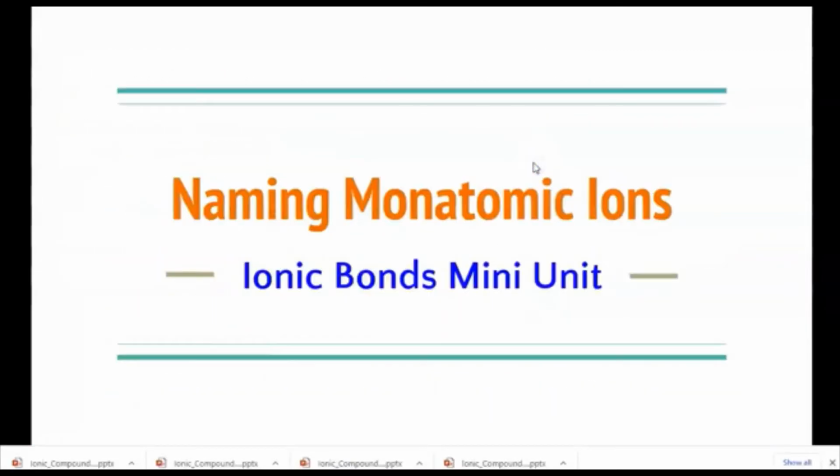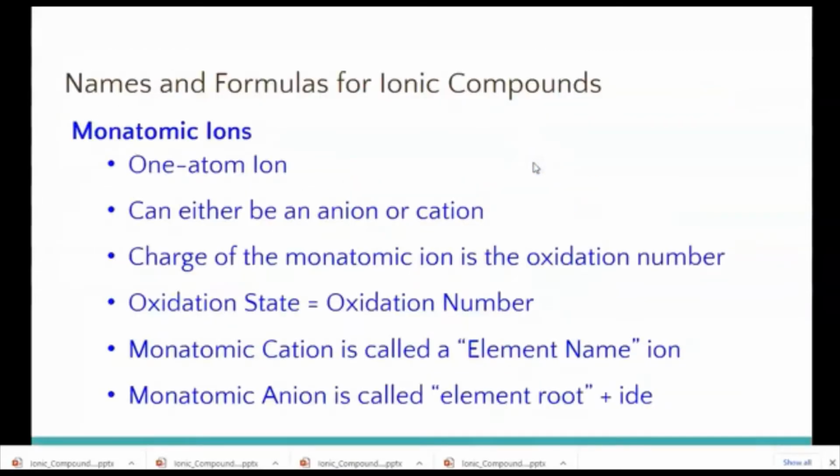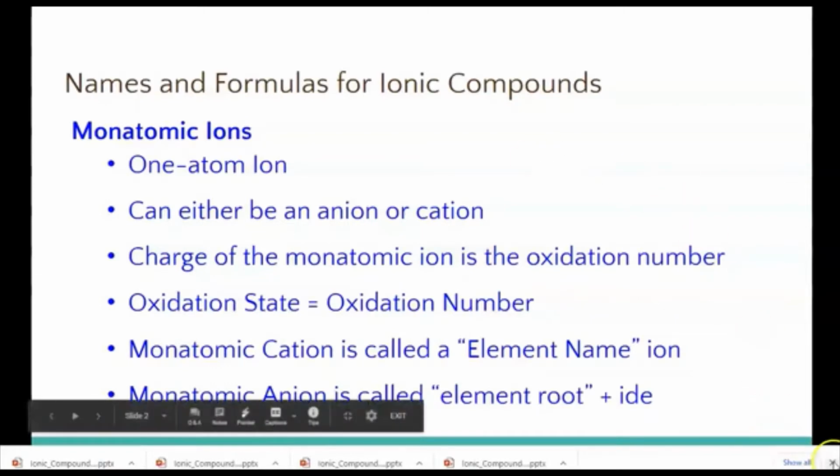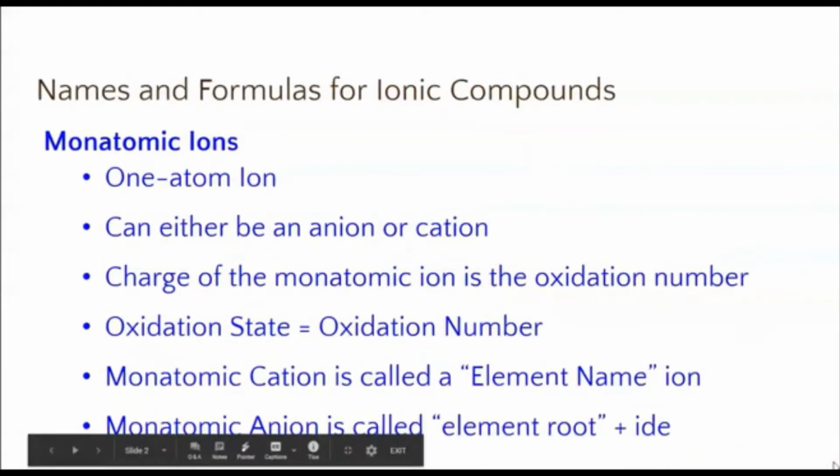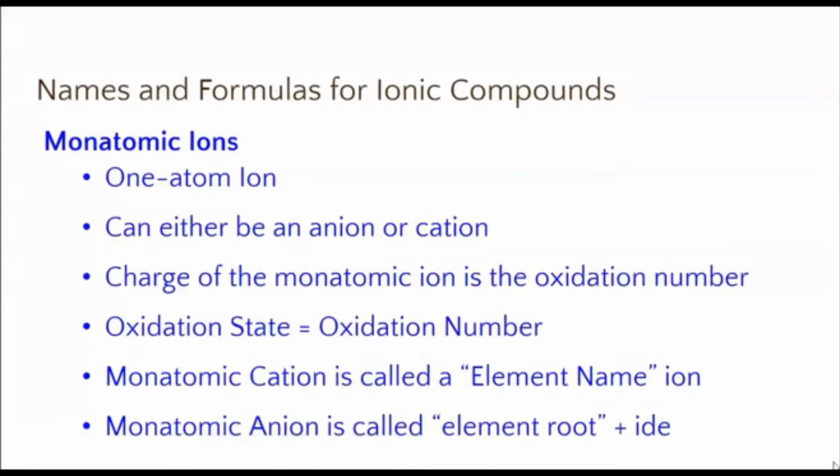Monatomic ions. So let's talk about names and formulas and what a monatomic ion is. As we learn in Greek prefixes, mono means one. So a monatomic ion would be a one-atom ion. It can be either an anion or a cation. And the charge of the monatomic ion is also known as the oxidation number or an oxidation state.